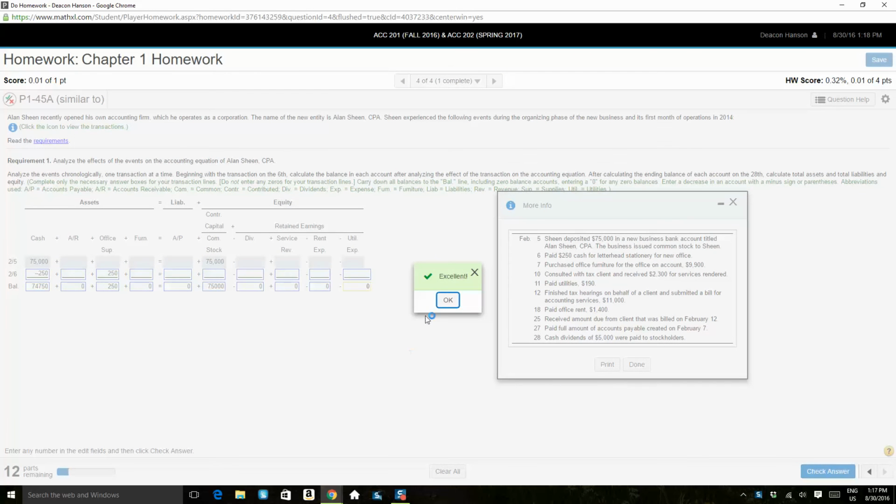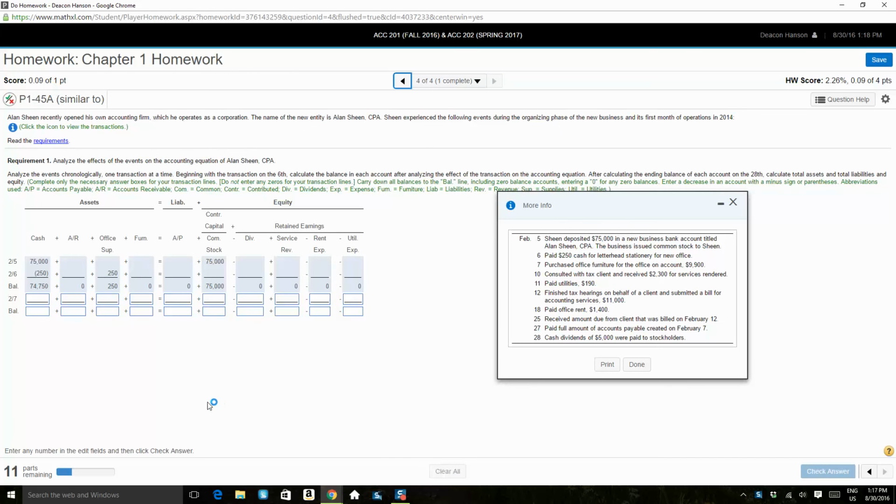On the 7th, we purchased office furniture for the office on account, $9,900. On account means that we did not pay cash for it. We borrowed the money, but what's happening is the office furniture supply company is extending our company credit. So now we have a liability. Since we bought this on account, this liability called AP, accounts payable, is going to increase by $9,900. And what do we have? Now we have an asset, office furniture. Even though we didn't pay for it, we've purchased it using credit.